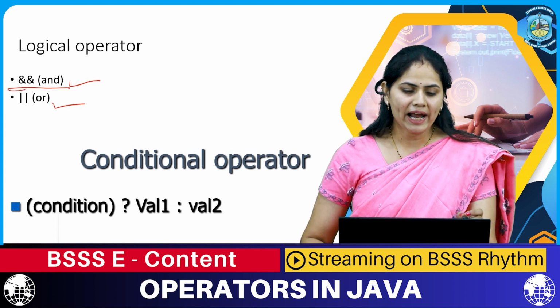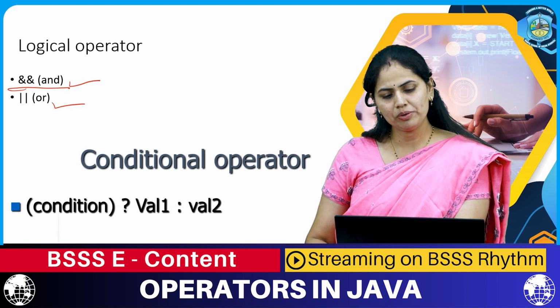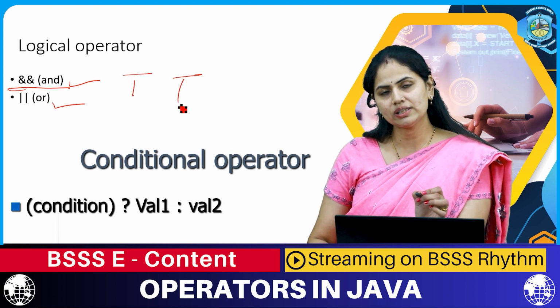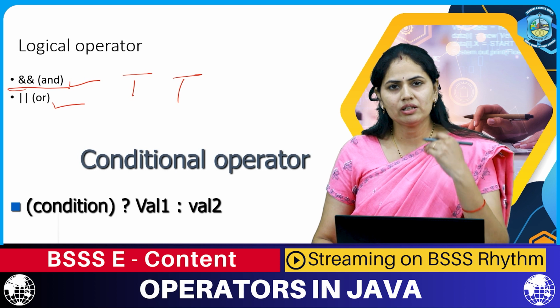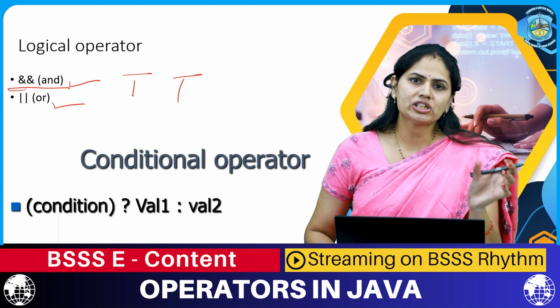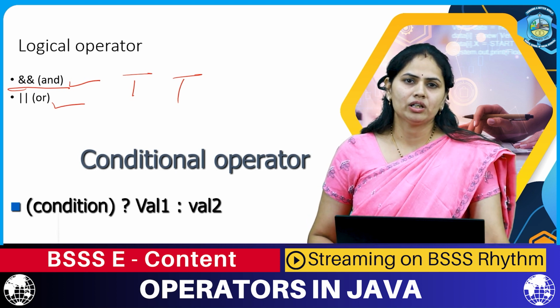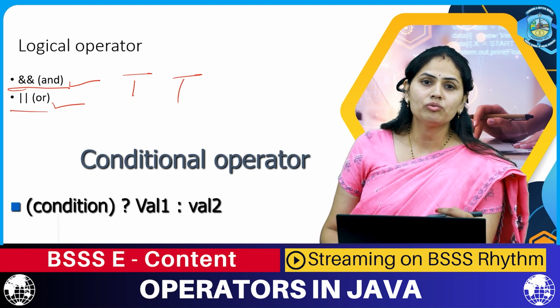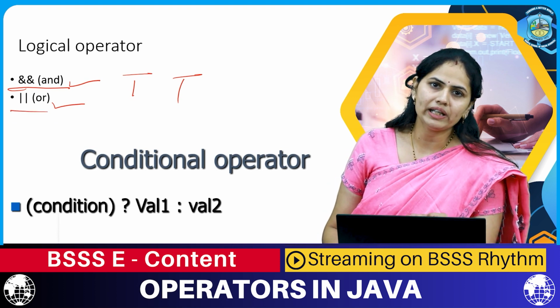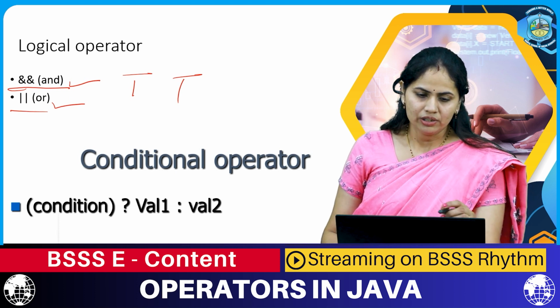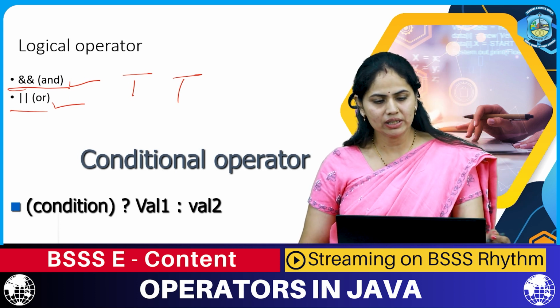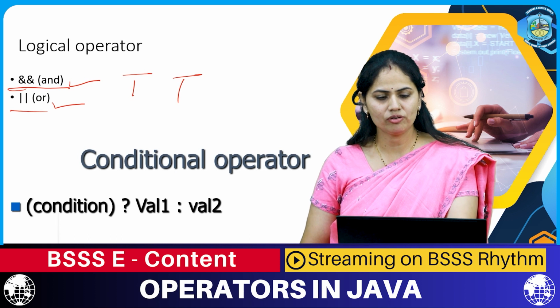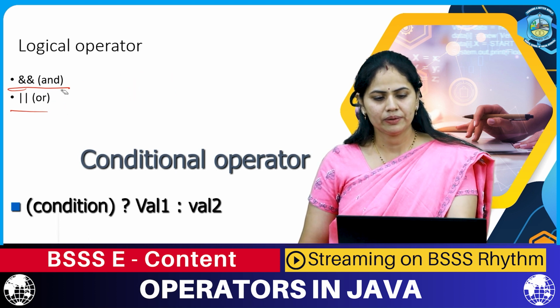Now, logical AND means both conditions should be true. When both the conditions are true, only then will it go inside. It will check the condition and execute that part. And for OR, if either one condition is true, it will get inside the condition. So, that is the logical operator, and these are the symbols of logical operators.